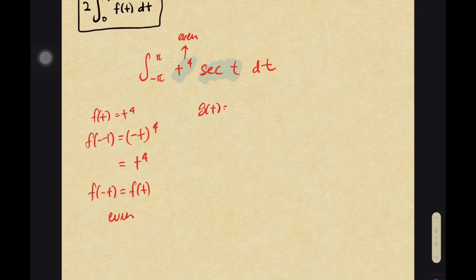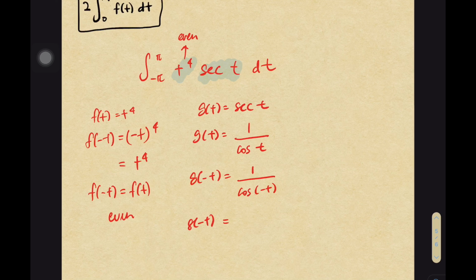You have g(t) equal to sec t. Okay, sec is equal to 1 over cos. So you have g(t) equal to 1 over cos t. Therefore you have g(-t) equal to 1 over cos(-t), where cos(-t) is equal to cos t. So you have g(-t) equal to 1 over cos t, so you get back your g(t). So this one is also an even function. So when an even function is multiplied by an even function, you get that t^4 sec t is an even function.